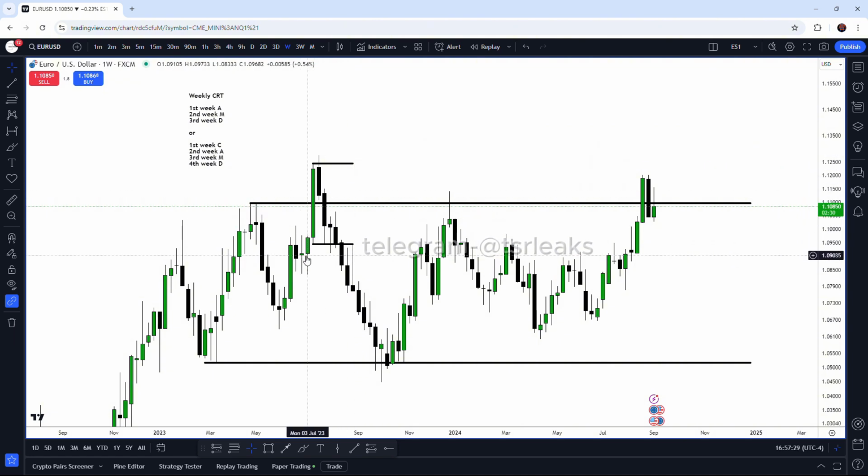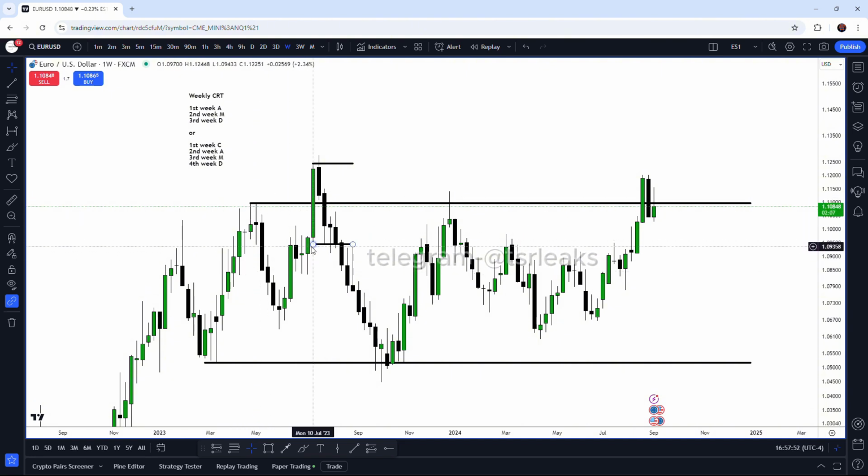Week number 1 of the month, continuation. Continuation of what? This uptrend. Tapping into internal range liquidity right here, this fair value gap. Price is likely going to chase external range liquidity, which lies right above these highs.